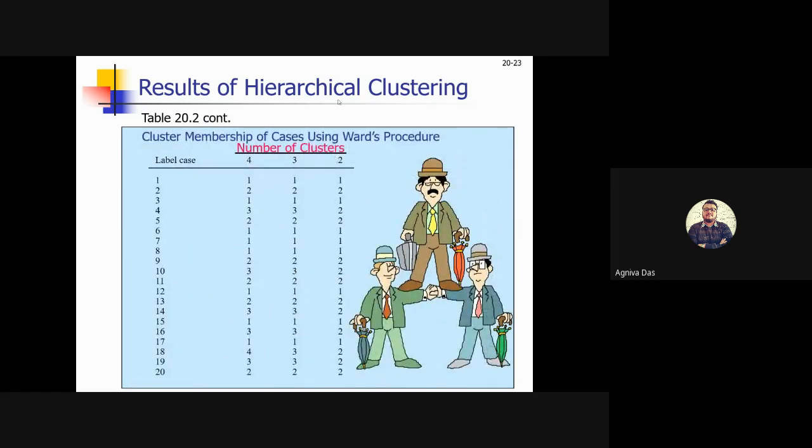These are the memberships of cases using Ward's procedure. If you are looking at the case labels, and we have 4 clusters, then 1, 2, 3, 1, 3, 2, 1, 1, 1, 2, 3, 2, and like this it will go on. If you have 3 clusters, you have 1, 2, 3, 1, 2, 3, 1, 2, 3, and so on. If you have 2 clusters, then 1, 2, 1, 2, 2, 1, 2, 2, 2, something like that.